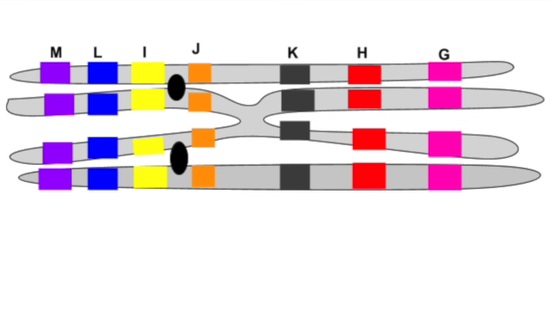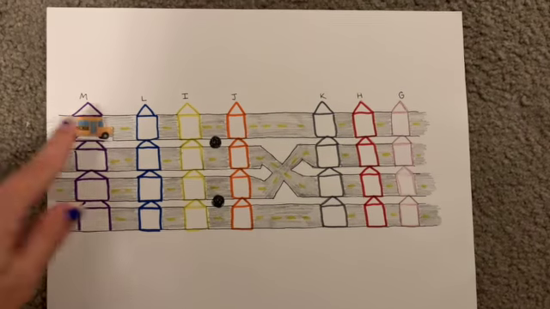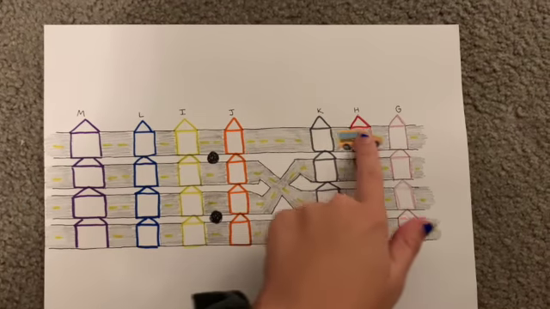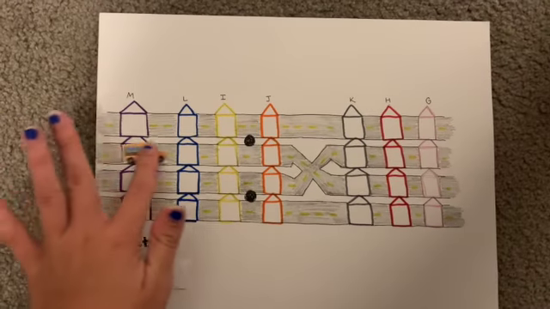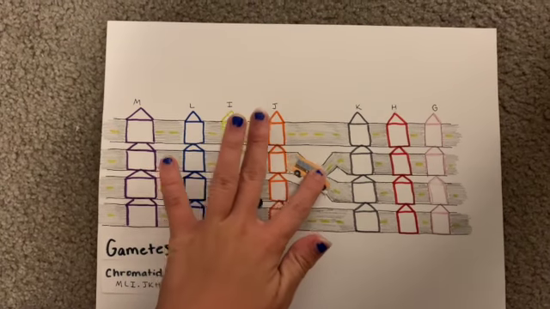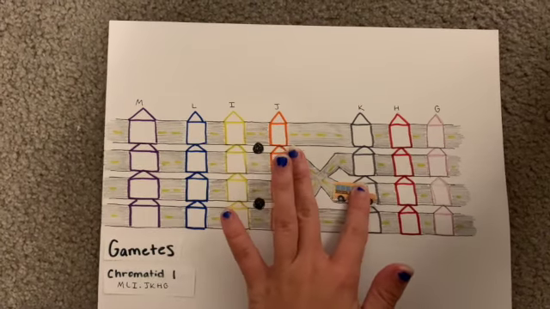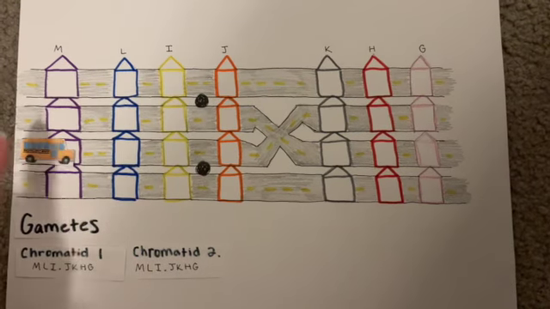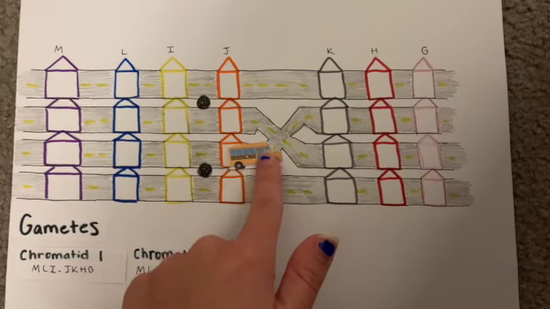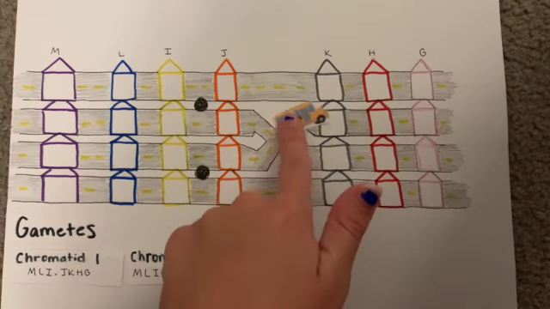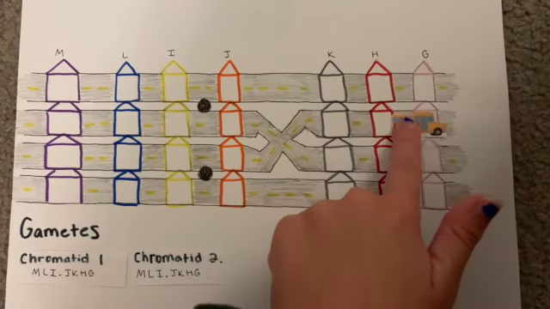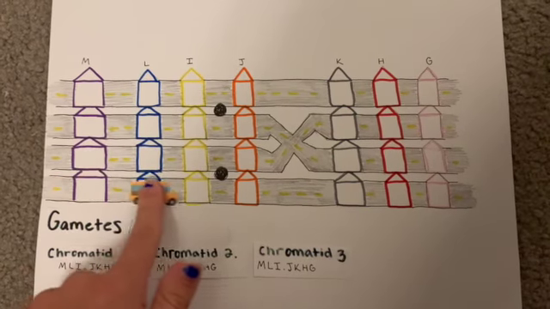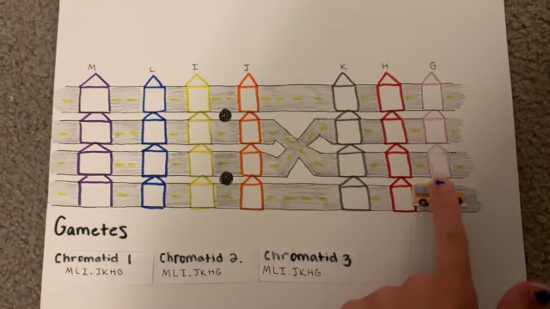There are no inversions here, so these are able to pair up well during meiosis without the use of an inversion loop. Starting with the top chromosome, we have MLI centromere JKHG. Starting at chromatid 2, we have MLI centromere J, and we are forced to cross downwards to road number 3. Following the route, we get KHG. Following path number 3, we get MLI centromere J, and we have a crossover. We must cross to path 2, giving us KHG. Finally, for our fourth chromatid, we get MLI centromere JKHG with no crossovers.